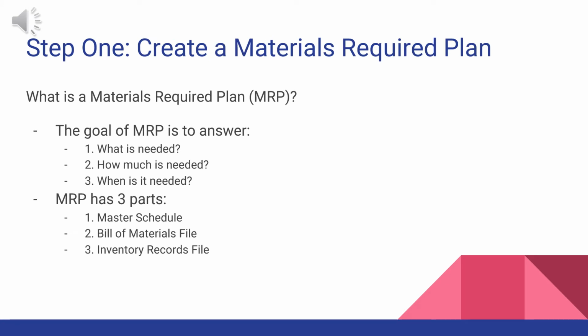After some research, Marty decided that he needed to create a materials required plan, known as an MRP. The goal of an MRP is to answer 3 major questions: what parts and tools are needed, how much of each part is needed, and what date the parts are needed by. An MRP is created with 3 major parts: a master schedule, a bill of materials file, and an inventory records file. These parts keep all of the information that answer the goal questions of Marty's MRP.